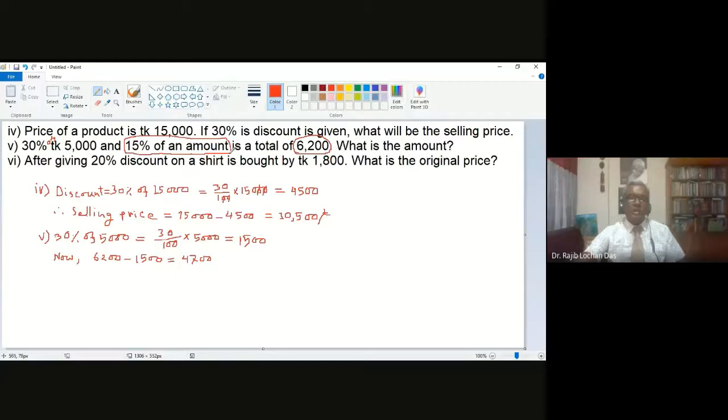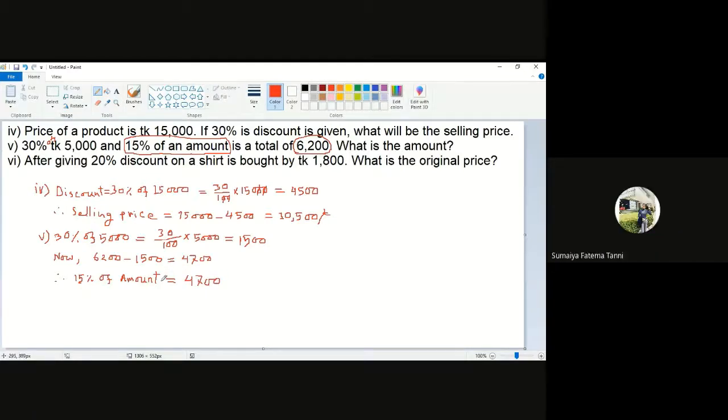So 4,700 is the part of the total amount, and this part is coming from 15% of an amount. So you will write: 15% of the amount. We do not have any idea what the amount is. It is actually X. So 15% of the amount is 4,700. Do you understand this?